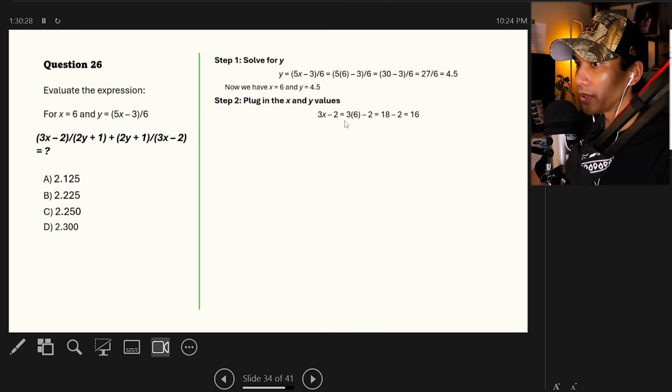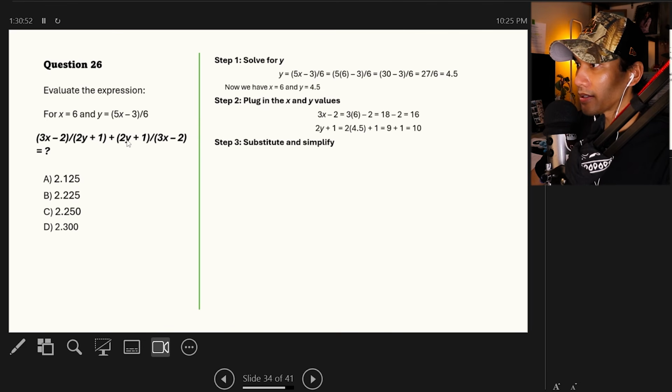3x minus 2 equals 3x minus 2 over here. 6 minus 2 equaling 18 minus 2 equals 16. Okay, 16 is at the top right here. 2y, we're solving this at the bottom, the denominator. 2y plus 1 equals 2 times 4.5 plus 1 equals 9 plus 1 equaling 10. So now we have 16 over 10.